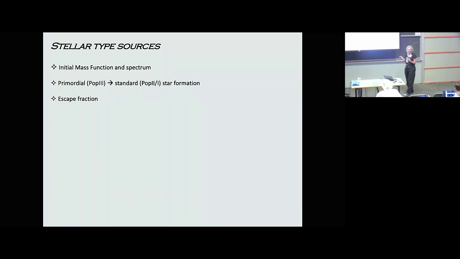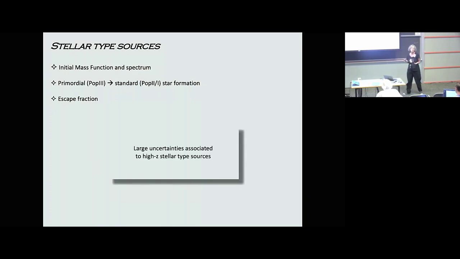And I should say that if any of our simulators tell you that we resolve the escape fraction, don't believe us, because that's not true. Nowadays, we are really not able to cover all the relevant scales to do that. So this is just to highlight that there are really, at the moment, large uncertainties associated with the properties of the high redshift stellar type sources, and the same applies also to other sources, which I'm not going to touch upon right now, though.